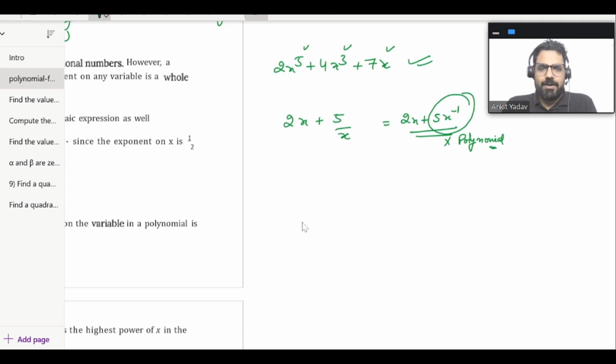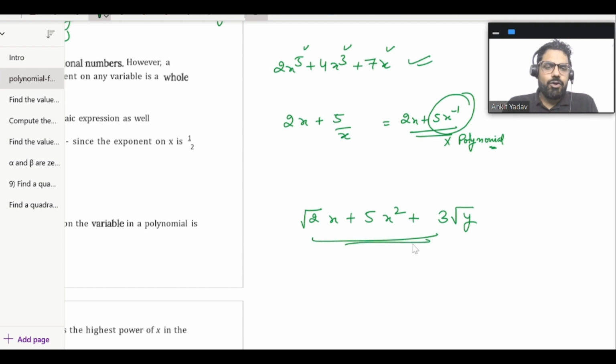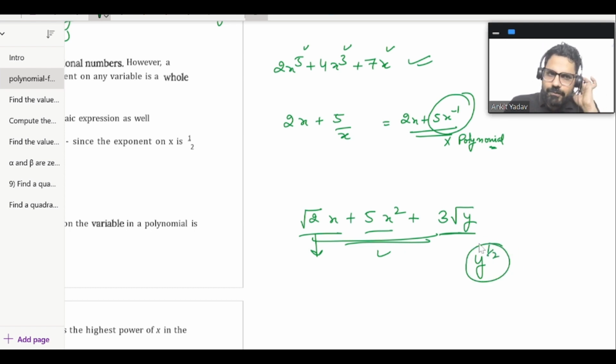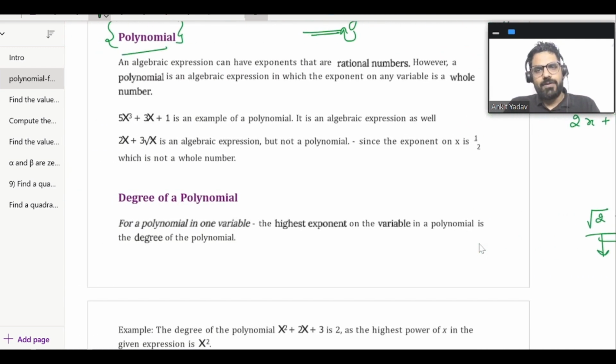Let's take one more example like root 2x + 5x^2 + 3 root y. So is it a polynomial? No, it's not a polynomial. This one is correct, this one is also correct, but here it is root y. Root y means y raised to power 1/2, but the power of the variable cannot be a rational number. So it is not a polynomial. Clear? So the power of the variable in a polynomial must be a whole number.